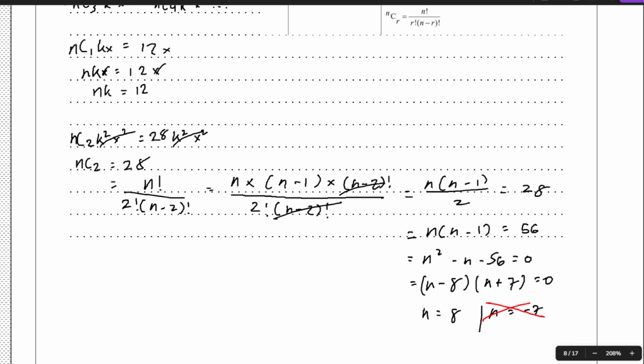So what we do with n here is just substitute it into this right here. To find k, we just do nk equals 12, substitute n into here, and move the 8 to the other side. Then just simplify, and k is 3 over 2. And these are both our answers.